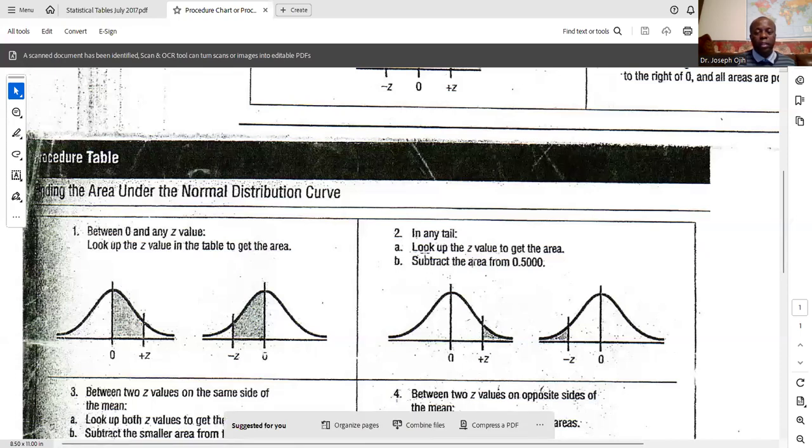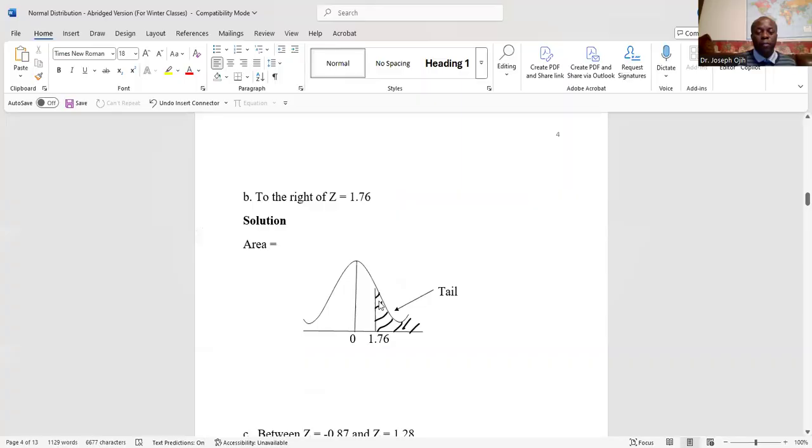So for the tail, in any tail, look at the z value to get the area, then subtract the area from 0.5. That's what you're going to do. And why are we subtracting from 0.5? Because half of the whole curve is 0.5. So if you're looking for only this portion, subtract from 0.5. So you're going to do 0.5 minus, I'm looking for 1.76. We found 1.76 from the table.